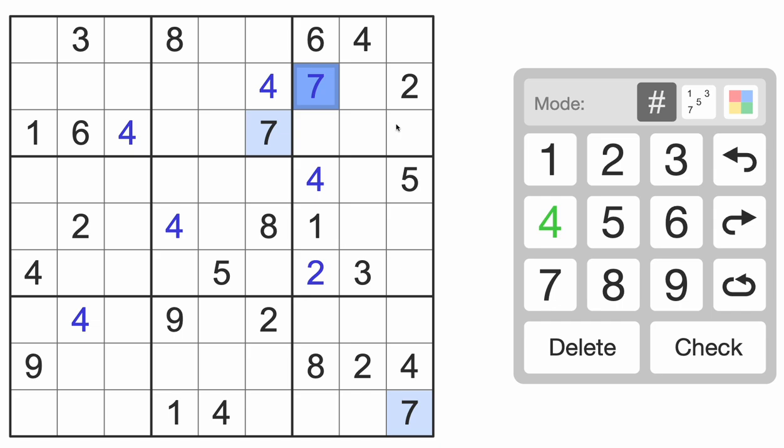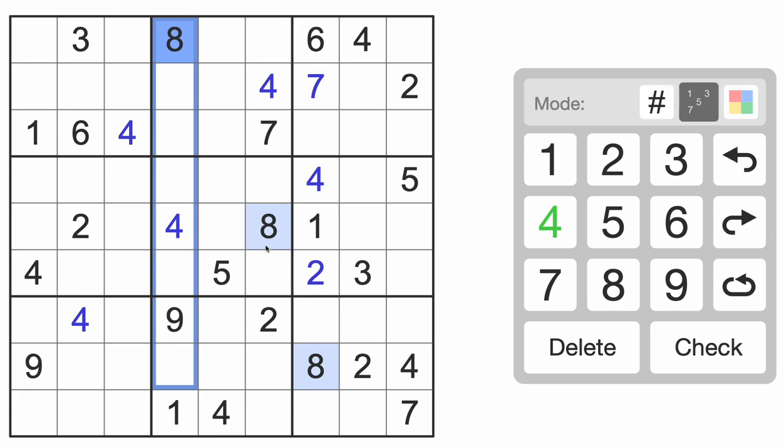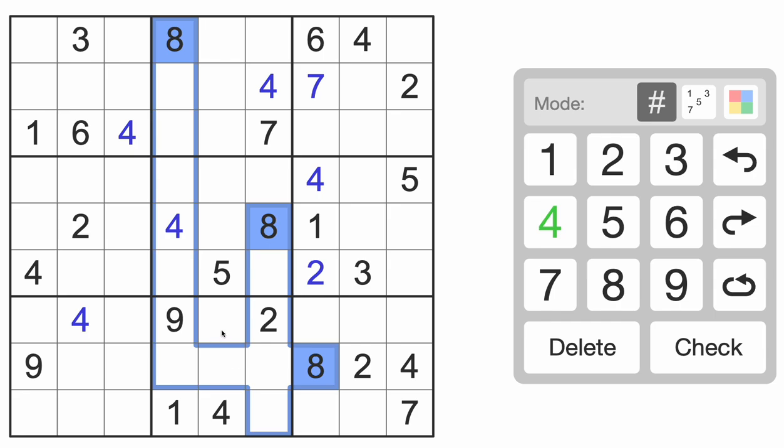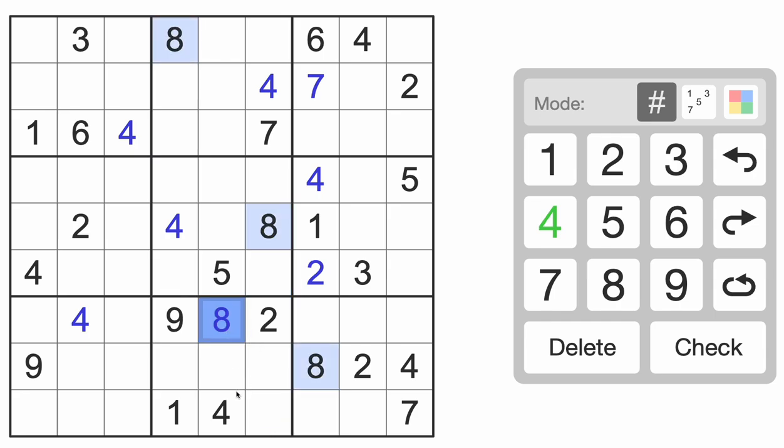And I can place 8 in box 8. This 8 blocks like this. This 8 goes this way. This 8 blocks this cell. So 8 will be here. And what would be next? I don't think it was very difficult.